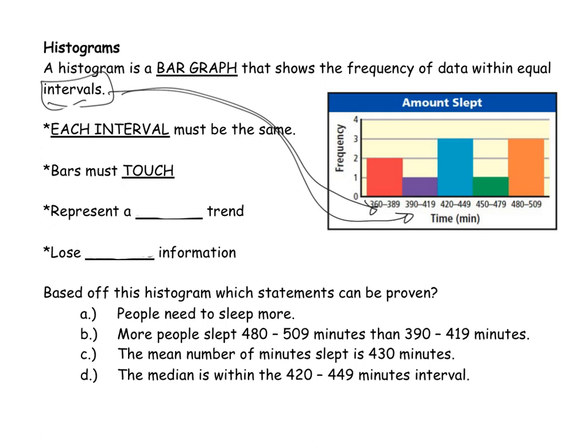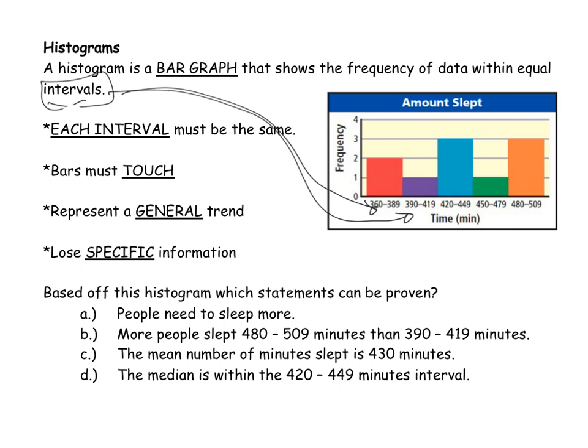Now, histograms represent a general trend of data. Essentially, we cannot have specific information; we lose that specificity. If we look at our histogram here, the information says that there are 2 people that slept between 360 and 389 minutes. I don't know how much time the first person slept, nor the second person. All I know is that it would fall between 360 and 389 minutes.